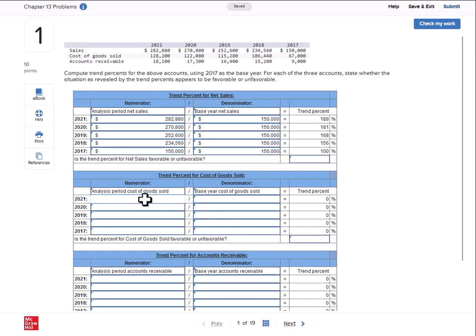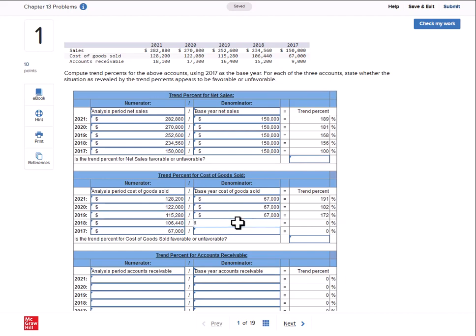We're going to follow the same approach for cost of goods sold, 128,200. Then we are going to enter 122,080. For 2019, we have 115,280. For 2018, we have 106,440. And for 2017, we have 67,000. Again, that base year amount is going to be the denominator in all of our calculations. So we're going to enter that straight down the column, just like we did previously for sales.